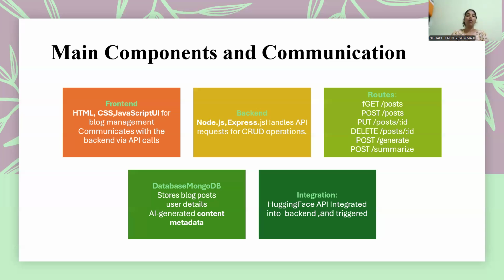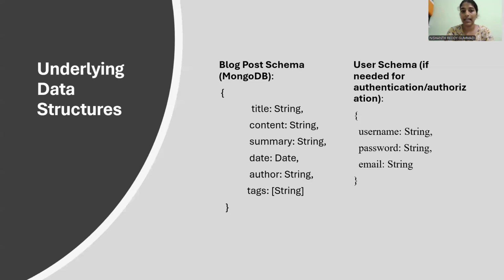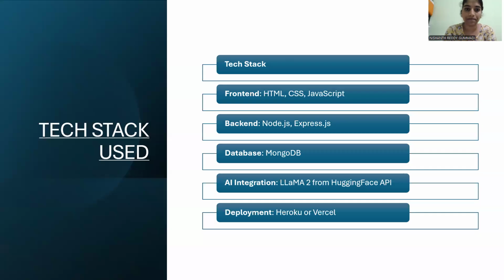Database. Here we are using MongoDB, which stores blog posts, user details, AI-generated content, and metadata. Integration. Hugging Face API integrated into backend and triggered. Underlying data structure. The user schema for authentication is username string, password string, email string. And for blog post, the schema is title string, content string, summary string, date, author string, and tag string.